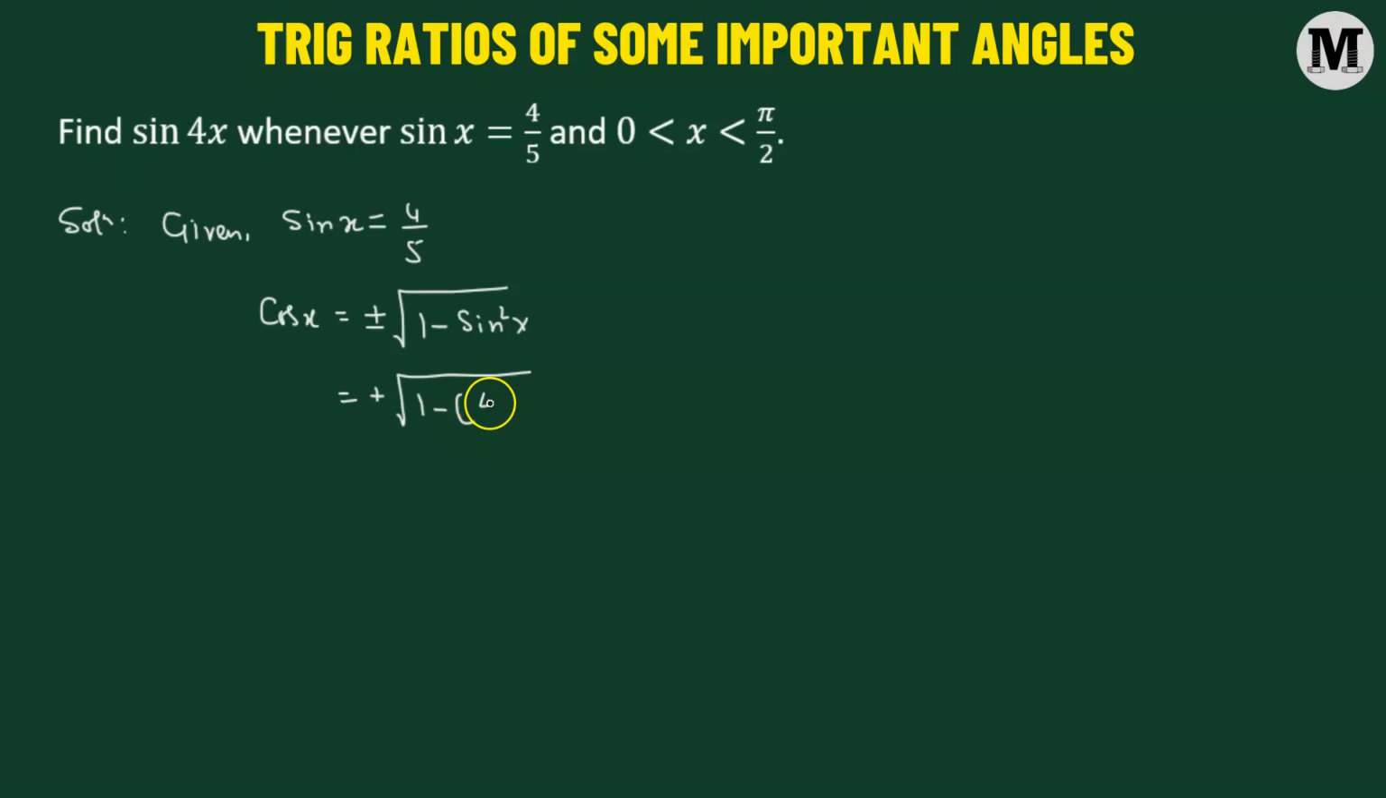Now in place of sine x, we're going to replace it with 4 over 5 and square it. Now this is going to give us a value 3 over 5. So that's the value of cosine of angle x. Okay, now that I have the value of cosine of x as well as sine of x, we are ready to find out the value of sine of angle 4x.